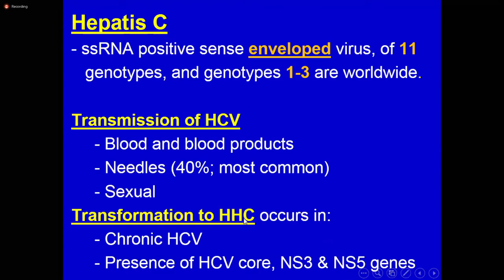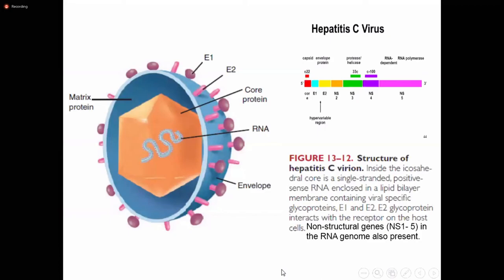Chronic hepatitis C infection is also associated with hepatocellular carcinoma. The presence of certain antigens may also make the individual more prone to develop hepatocellular carcinoma.